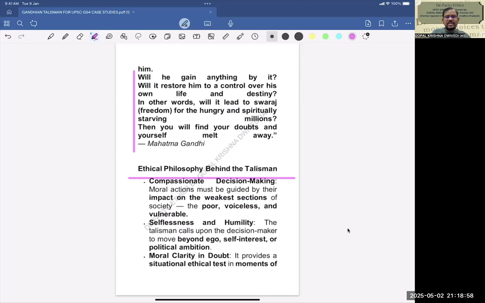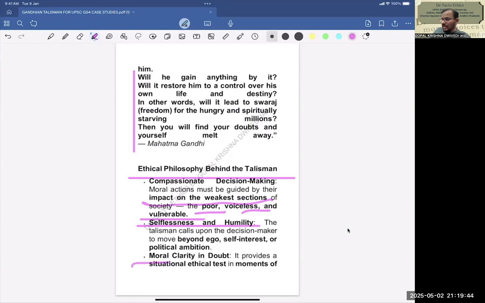See, the first main point is that it's compassionate decision making. Your actions have to be guided by the poorest of the poor, the weakest of the society, and their benefit. It has to be about what impact it makes on the weakest sections, the poor, voiceless, and vulnerable. This is very important, because for any good, extraordinary civil servant, this has to be the main quality. The second point is selflessness and humility. If you believe in the poorest of the poor, then you have to move beyond your ego, beyond your self-interest or political ambition. This ensures that you will become selfless and a person with humility.